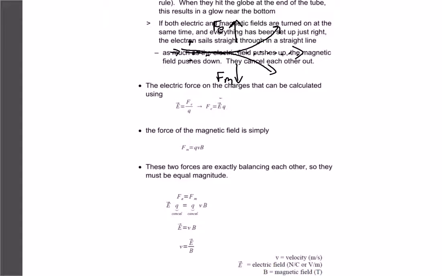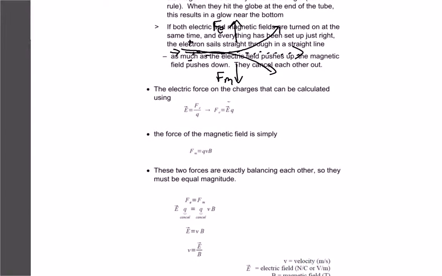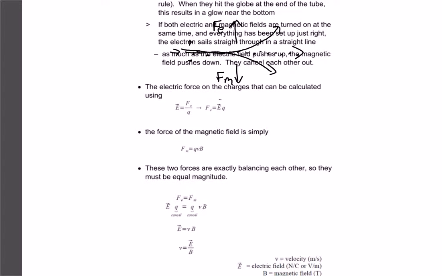So he took the electric force formula, so we know electric force is EQ, and he took magnetic force, QVB, that we used in the previous units, and he basically made those two forces equal to each other, because if the two forces are balanced, our electron would go straight across.